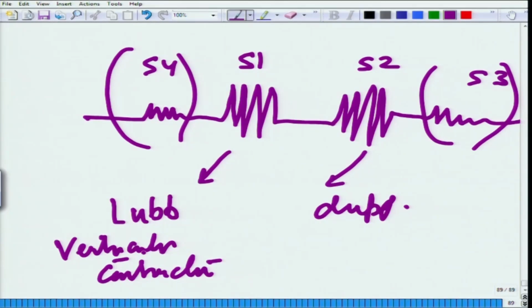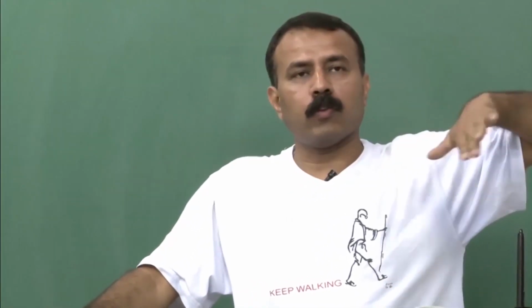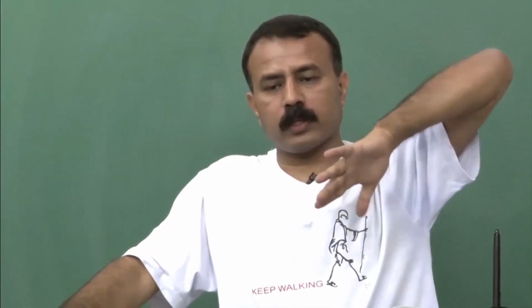Okay. The lup marks the ventricular contraction, and on the other hand the dup marks the ventricular filling and the closing of the semilunar valves. Okay. So, based on this, you can even figure out the change in volume, the maximum volume which is being accommodated in the ventricles.